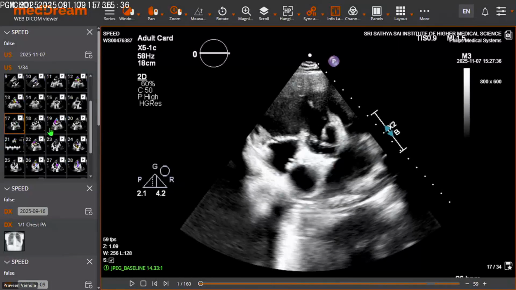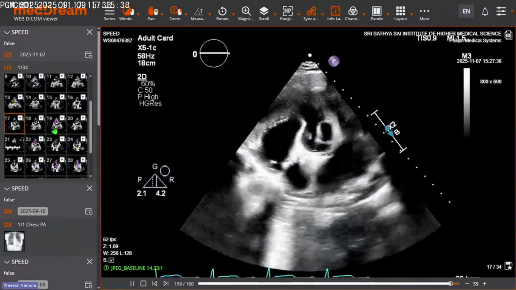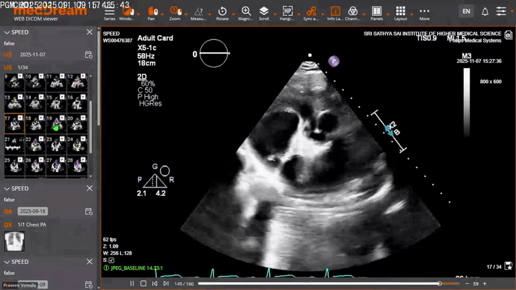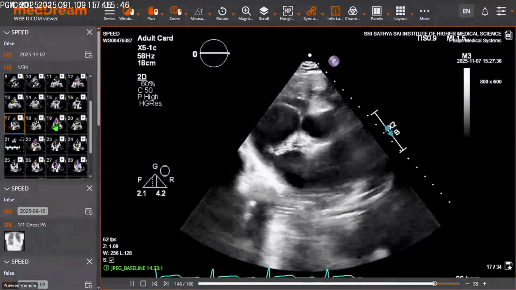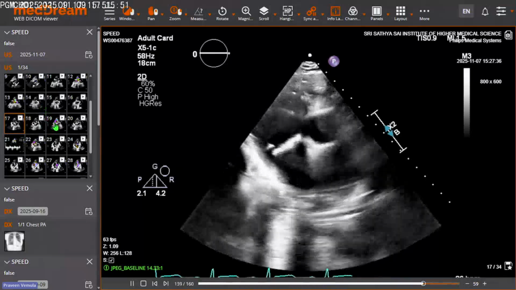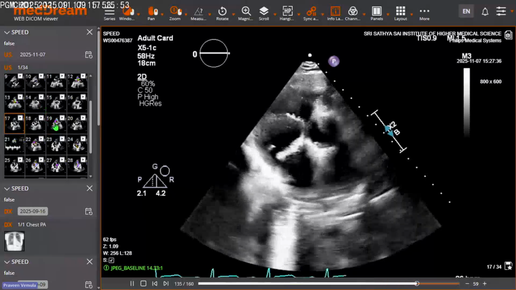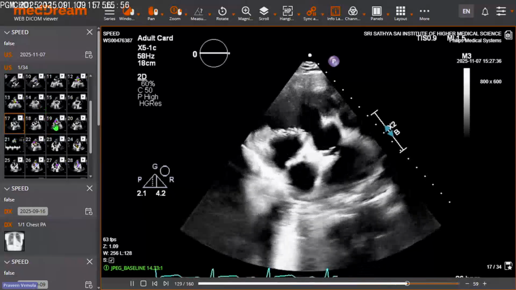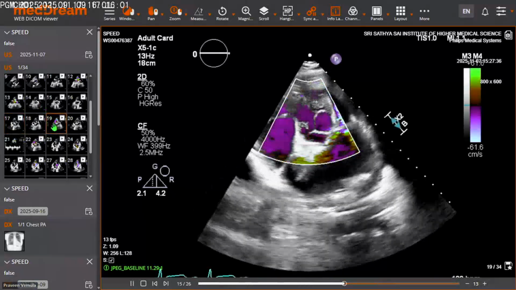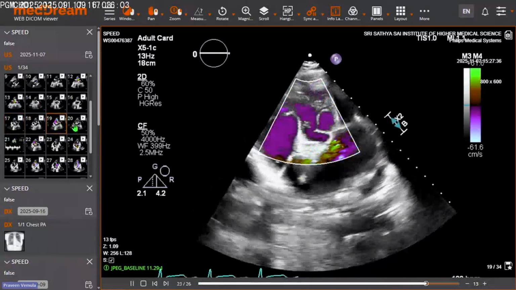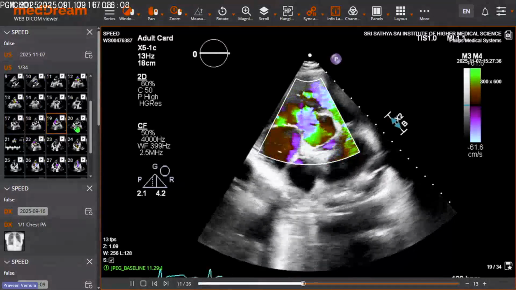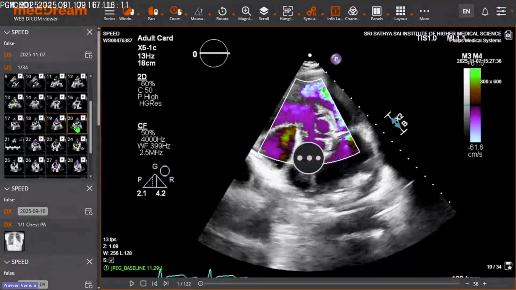Next. Short axis view, parasternal short axis view at the aortic level, showing the large VSD, almost a perimembranous type of VSD, from the aortic end to the pulmonary end. Next slide, please. Color Doppler across the parasternal short axis view shows free flow across the septal defect. Next slide, please.